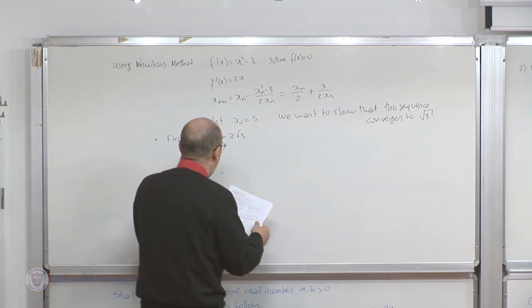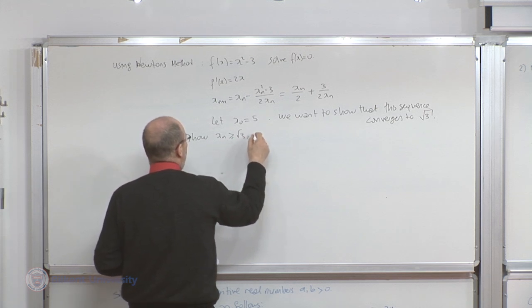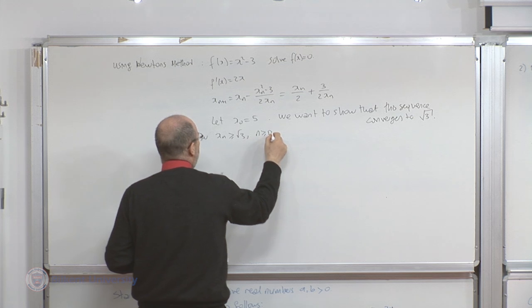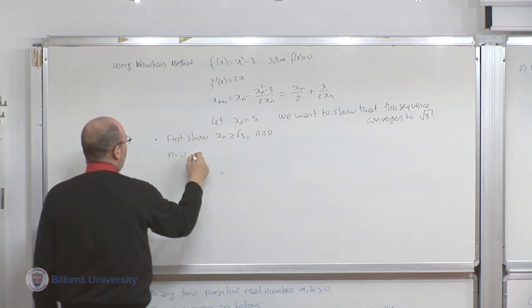So show that each term is larger than or equal to square root 3 for all n larger than or equal to 0. N equals 0 is 5.